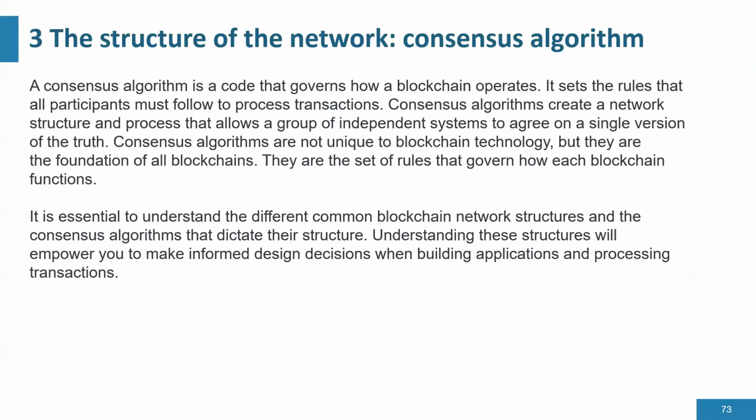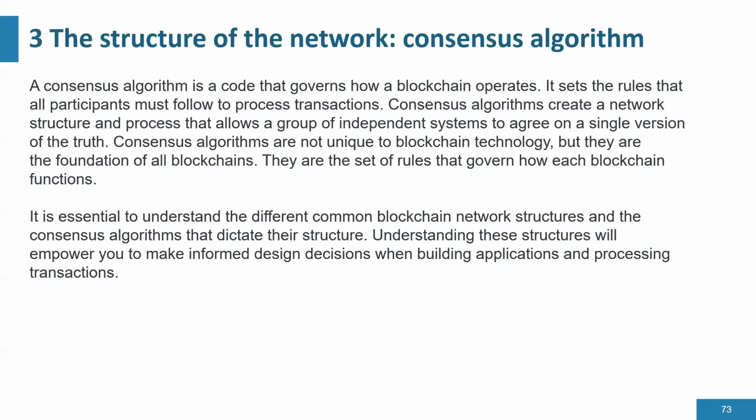A consensus algorithm is a piece of code that helps you govern how a blockchain operates. It basically sets the rules that all the participants must follow to process their transactions. In a network, it creates a network structure and the overall processes that allow a group of independent systems to agree on a single version of truth. Each and every node might hold a copy of data, but there has to be an agreement on how you arrive at a single version of truth in case of any conflict arising.